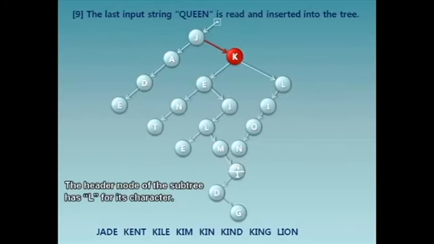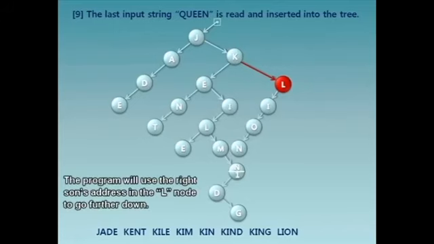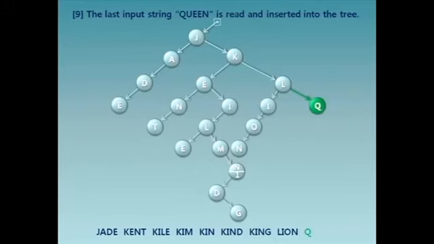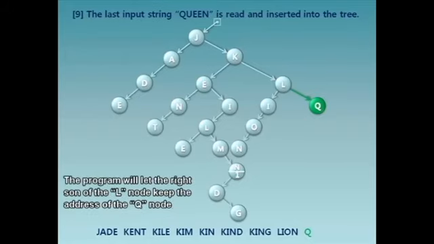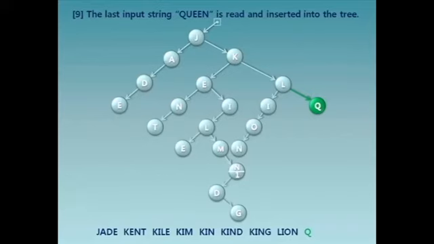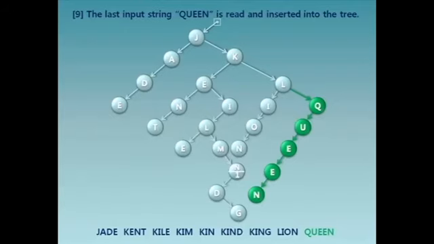The header node of the subtree has L for its character. The character Q is still greater than character L. The program will use the right son's address in the L node to go further down. However, there is no more right subtree after the L node. The program will let the right son of the L node keep the address of the Q node, so that nodes of the input Quin can be attached to the tree.